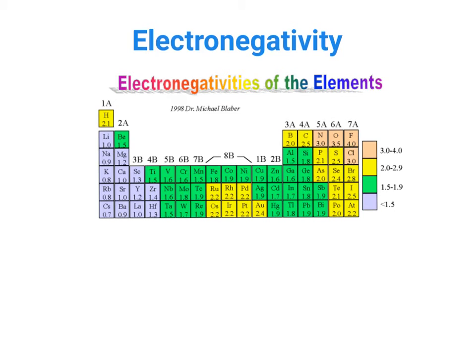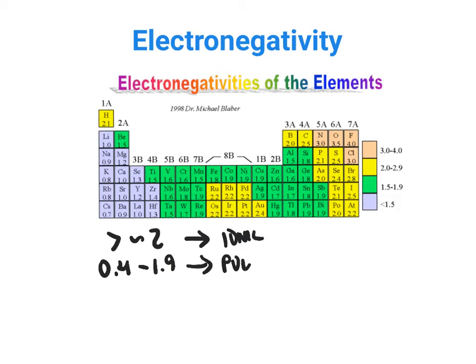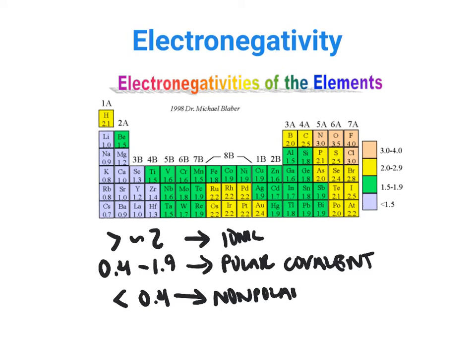If the electronegativity difference between the 2 atoms in the bond is greater than about 2, the bond is ionic. If it's between, say, 0.4 and 1.9, the bond is what we call polar covalent. And if it's less than 0.4, we say the bond is nonpolar covalent, and we'll talk about these later.